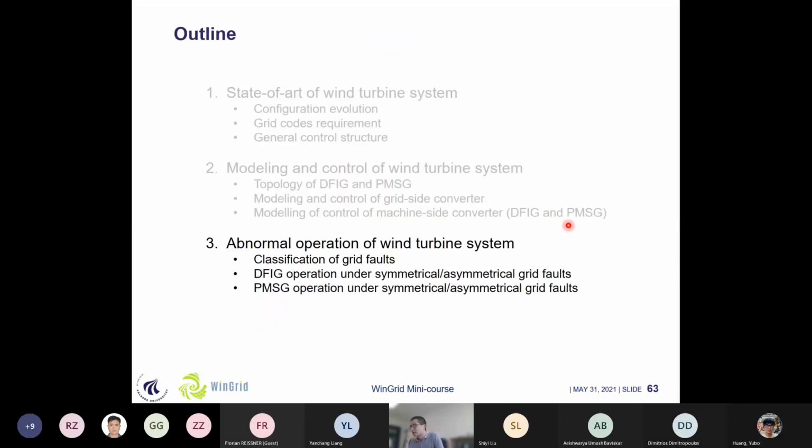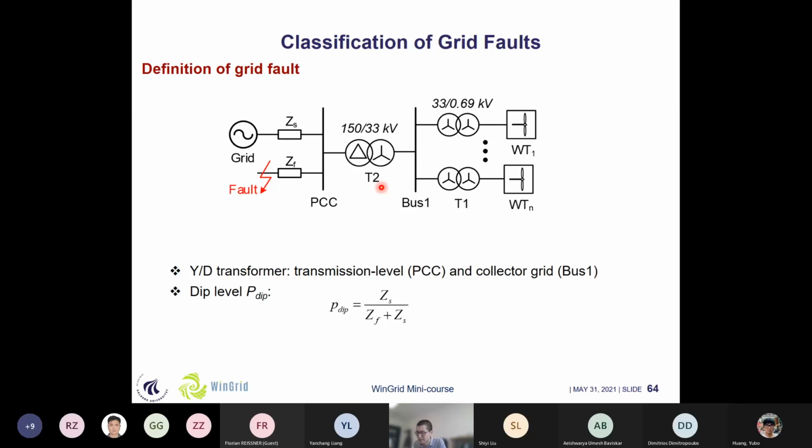Yeah, so for the third part, we will try to cover what is abnormal operation of this wind turbine system. First of all, we will begin with the classifications of the grid faults, like what are symmetrical grid faults and what are asymmetrical grid faults. Then we will mainly focus on the DFIG and the PMSG system and try to see how these two systems are affected under different kinds of grid faults. First of all is the definition of these grid faults.